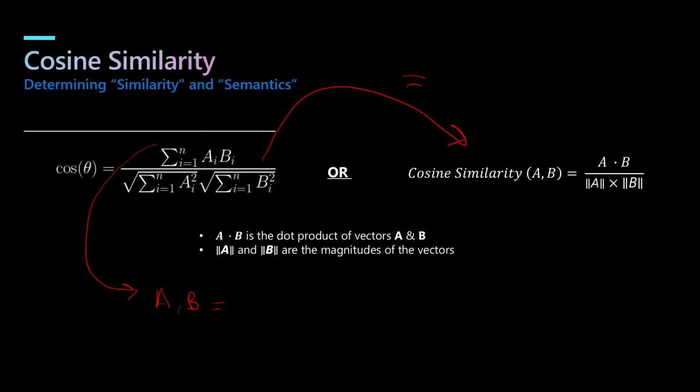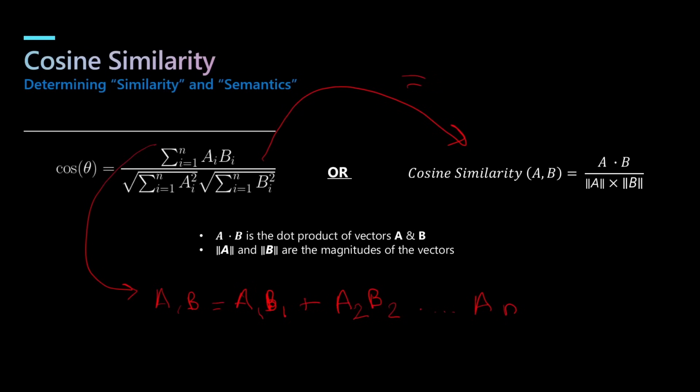You take the first dimension of vector A and multiply by the first dimension of vector B. You add that to the multiplication of the second dimension of vector A with the second dimension of vector B, and so on and so forth, until you reach n number of dimensions in your vector. So that's how you would calculate the numerator. It's basically the sum of the products of the corresponding elements from each vector.